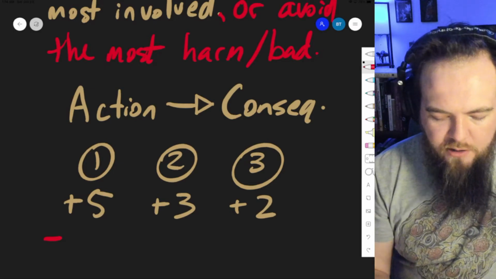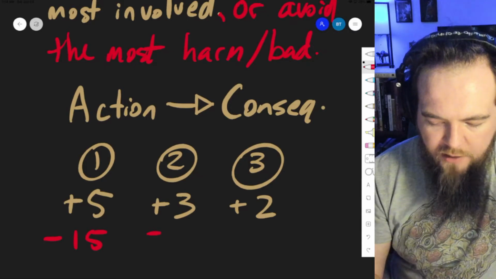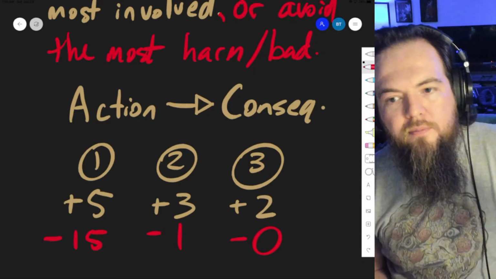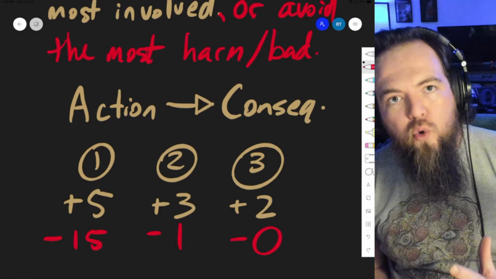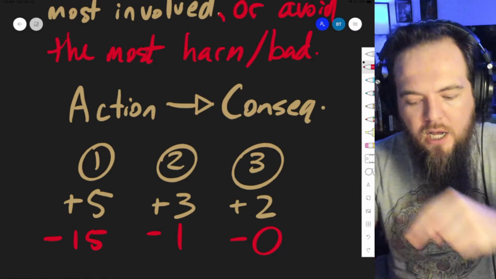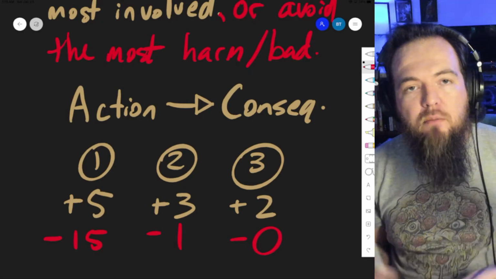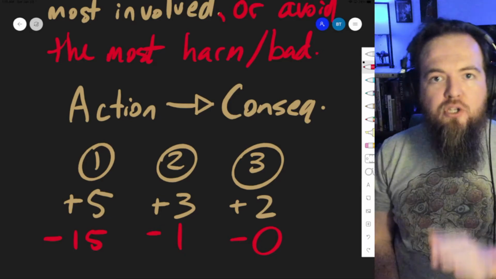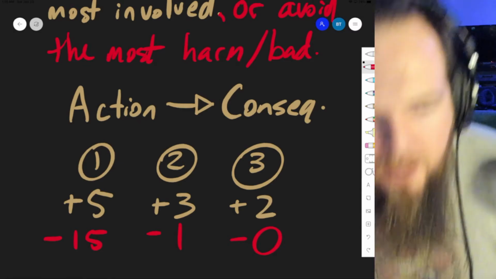But this action also harms like 15 people. This action harms 1 person, and this action harms 0 people. Okay? So what a consequentialist is going to say is what you need to do is not so much judge the actions themselves, but judge the consequences of what's going on there. And what you want to do is to do the most good for everyone that you can, or avoid as much harm as possible, right? Avoid as much harm as possible.